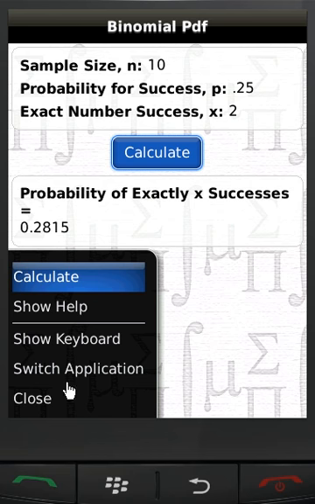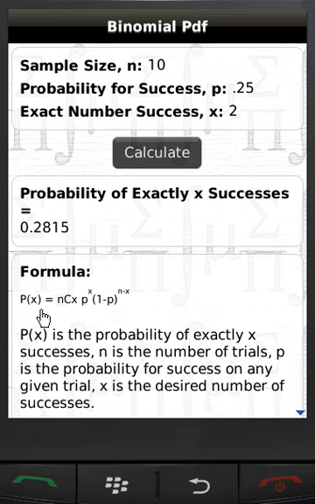There is a help provided. You simply click on show help. I give the formula in case you want to work this out by hand, and a verbal description that will help you with the formula and the distribution.